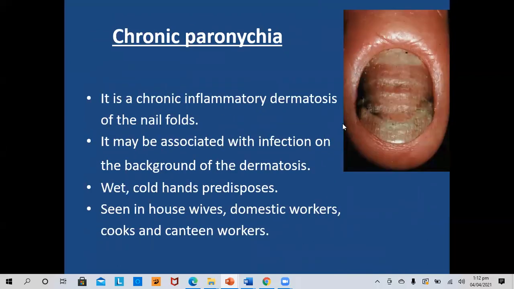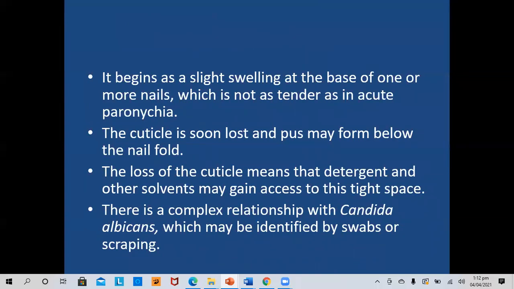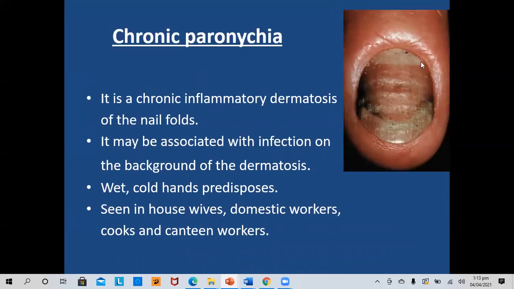Chronic paronychia. Chronic inflammatory dermatosis of the nail fold. It may be associated with infection, most commonly candidal infection. Wet, cold hands predispose, seen mainly in housewives, domestic workers, cooks, and canteen workers. It begins with slight swelling at the base of one or more nails, which is not as tender as in acute paronychia. The cuticle is lost. You can see the cuticle is lost, and now the fluid and the soap or detergent containing fluid easily goes into the proximal nail fold, causing irritation and infection.